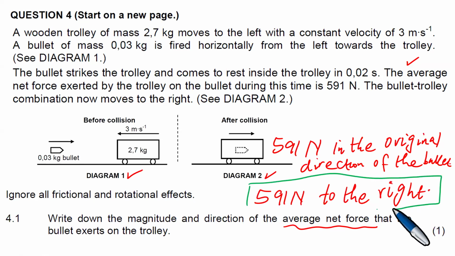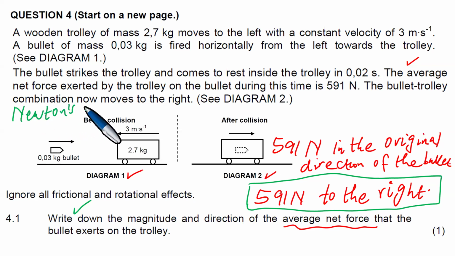What question are we answering here? We are answering the question that says we need to write down, so no calculation here, the magnitude and direction of the average net force that the bullet exerts on the trolley. Now, I need to explain this because this is due to a principle we call Newton's third law. Newton's third law is clear about action-reaction pairs of forces. If you are sitting on a chair, then the force you exert on the chair is equal in magnitude but opposite in direction.